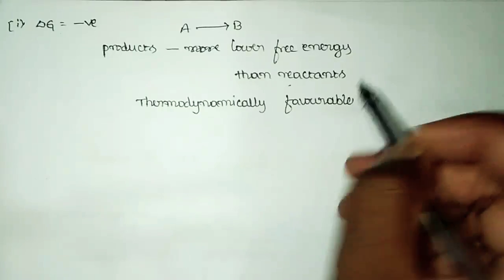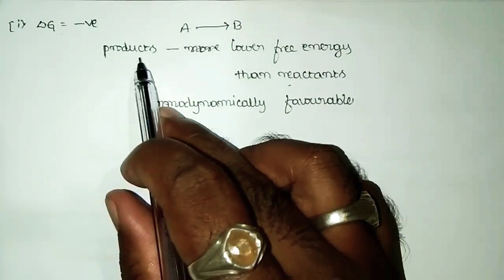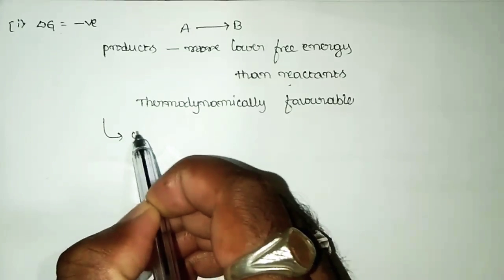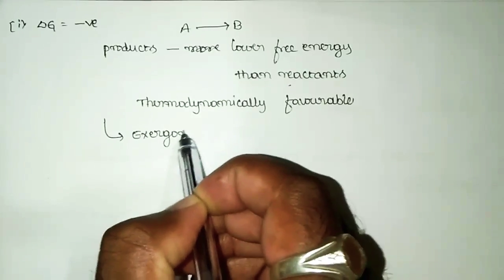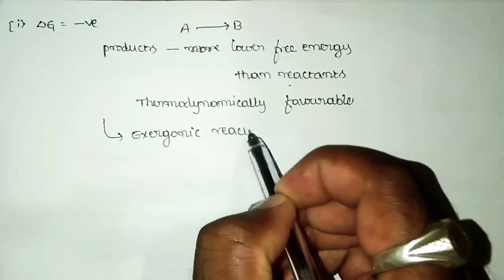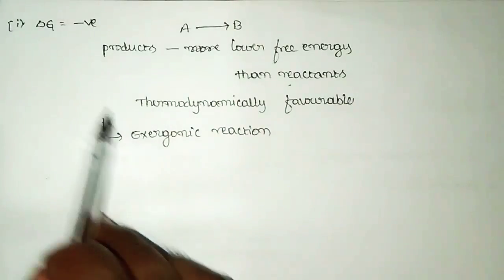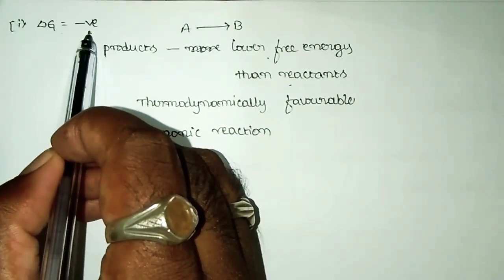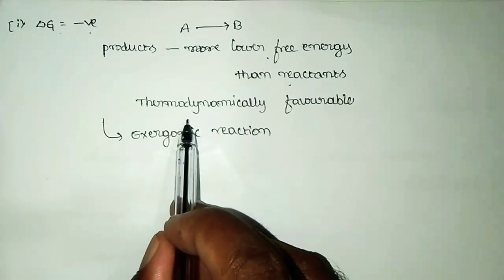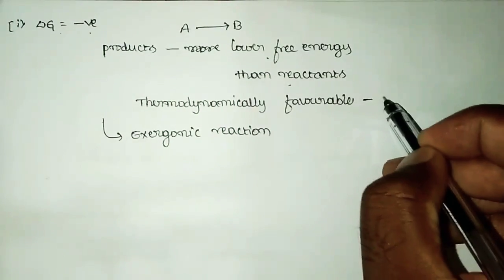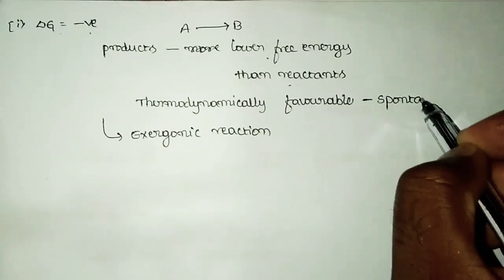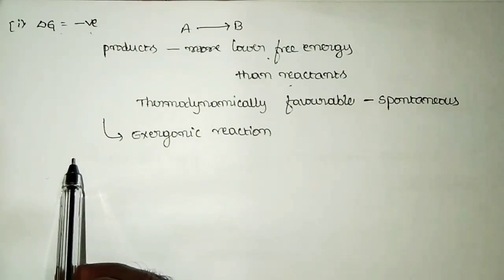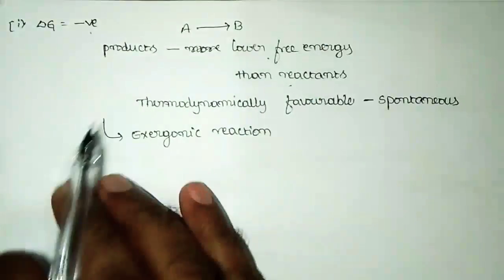And since the reactants have more free energy compared to products, energy will be liberated during the reaction, and thus these kinds of reactions are called exergonic reactions. Exergonic reactions are biological reactions in which the free energy of the products is less than that of reactants. That means delta G of the reaction is negative, and the reaction is thermodynamically more favorable. That indicates the reaction can take place on its own, that is, the reaction is spontaneous. Such reactions are called exergonic reactions, simply exothermal processes.